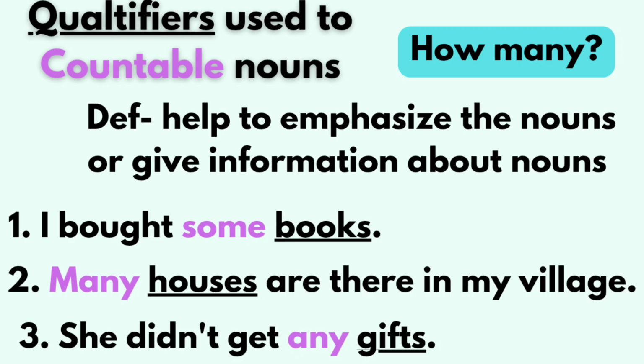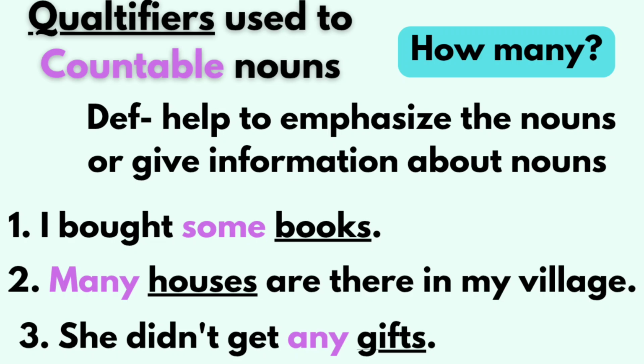Look at the definition. We use quantifiers to emphasize nouns or give information about nouns. Right? This is the definition of quantifiers. So look at the examples. I bought some books. Here books means plural countable and some is a quantifier. So it is giving information. Right? How many books? Some books.